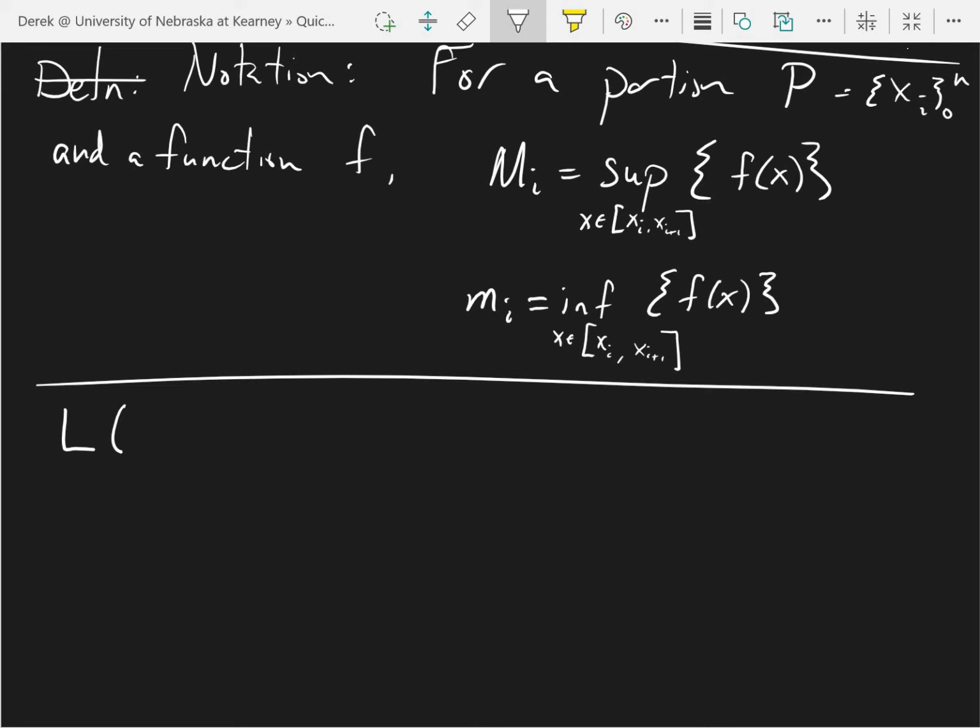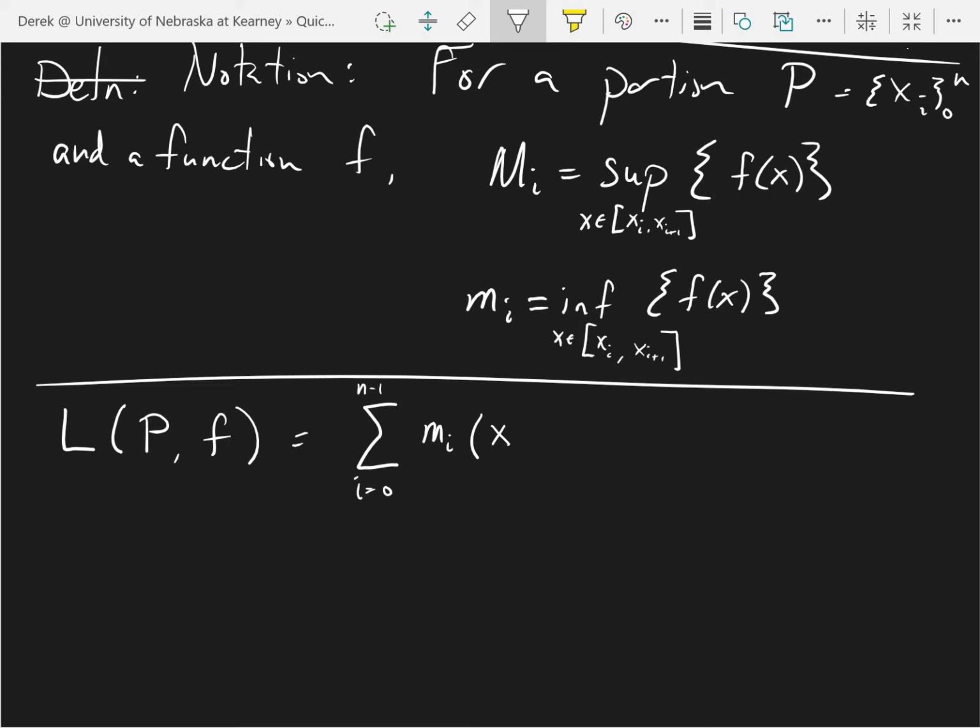L of P comma F. So this is going to be the lower integral. What I'm going to do is add up the size of those rectangles, the lower ones. So it's going to be m_i from i equals 0 to n minus 1, and then what I'm going to have to multiply by is the width; m_i is the height of the lower rectangle.